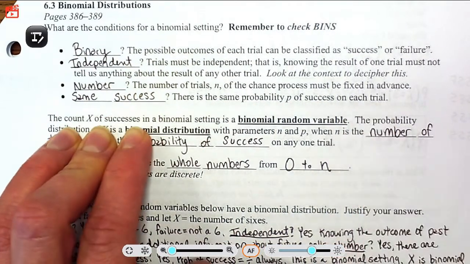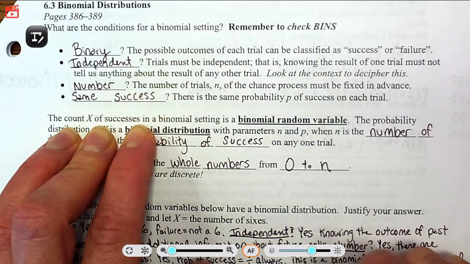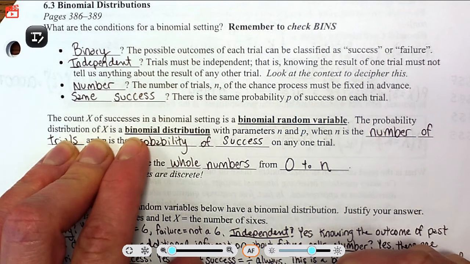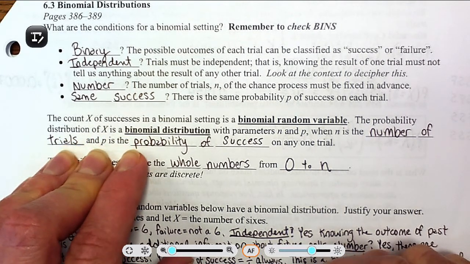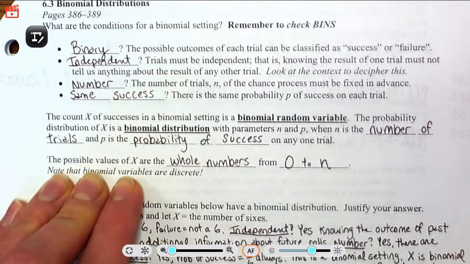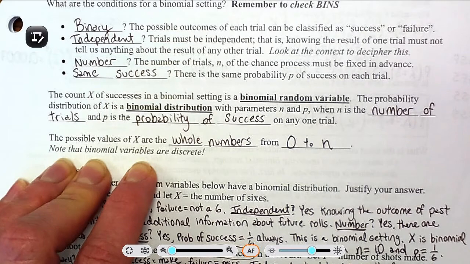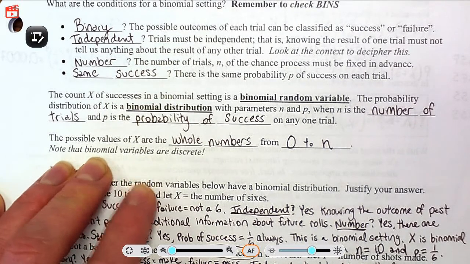So the count x of successes in a binomial setting is the binomial random variable. The probability distribution of x is a binomial distribution with parameters n and p, where n is the number of trials and p is the probability of success on any one trial. The possible values of x are whole numbers from 0 to n. Note that binomial variables are discrete.